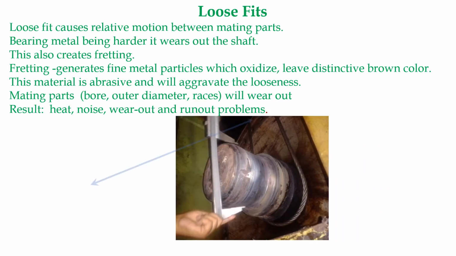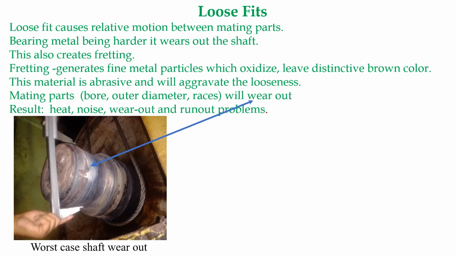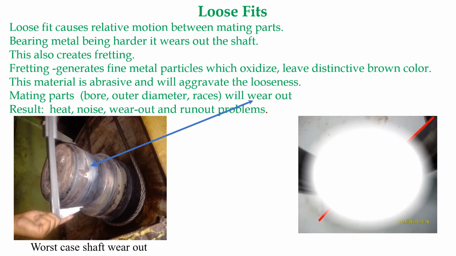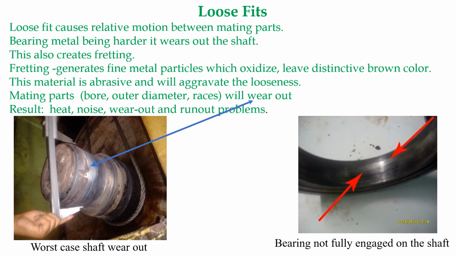The picture on the left is a classic example of that damage. The picture on the right shows that the bearing is not fully engaged on the shaft; it has only partial contact.